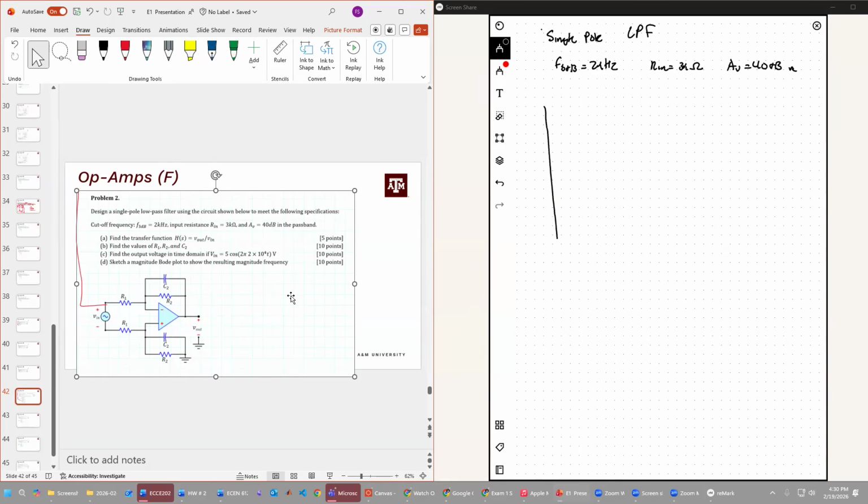Okay. So let's quickly draw this Bode plot. I think that's even one of the requirements: sketch a magnitude Bode plot to show the resulting magnitude frequency response. So we're going to skip to part D, actually. So we want a low pass filter, and the low pass filter looks something like this, right? It's single pole. So single pole means the slope is going to be minus 20 dB per decade. Okay. We want a gain of 40 dB as our passband gain value.